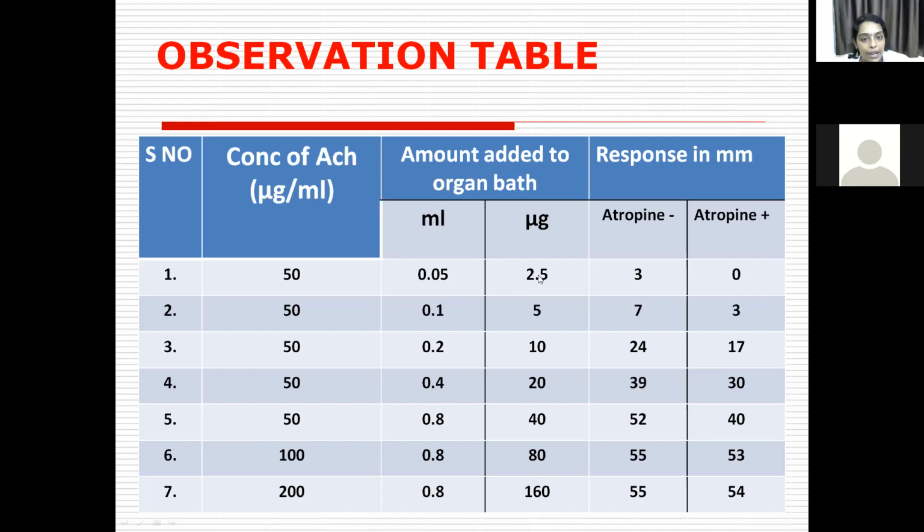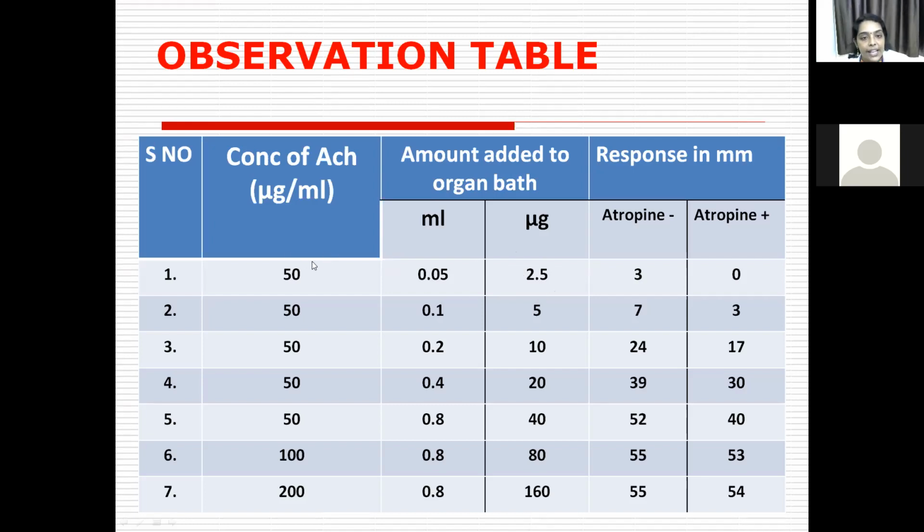Now you should cross multiply. 1 ml has 50 microgram. Then 0.05 ml has how many micrograms? You take it as X and then you cross multiply. So that is basic maths. So you cross multiply and see. Now that X value which you get will be 2.5. Okay, calculate and see in your notebooks.